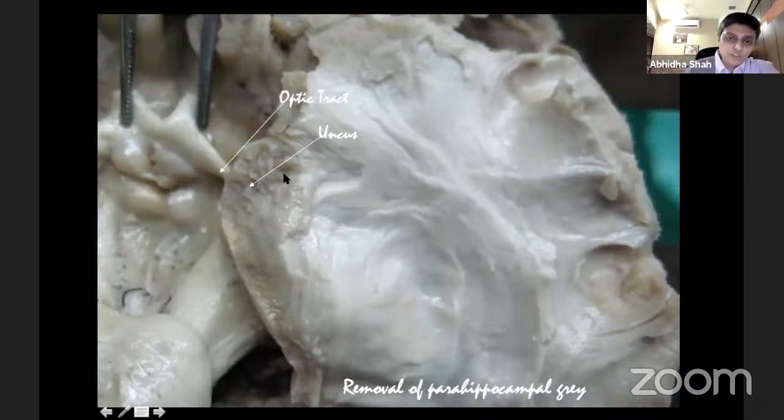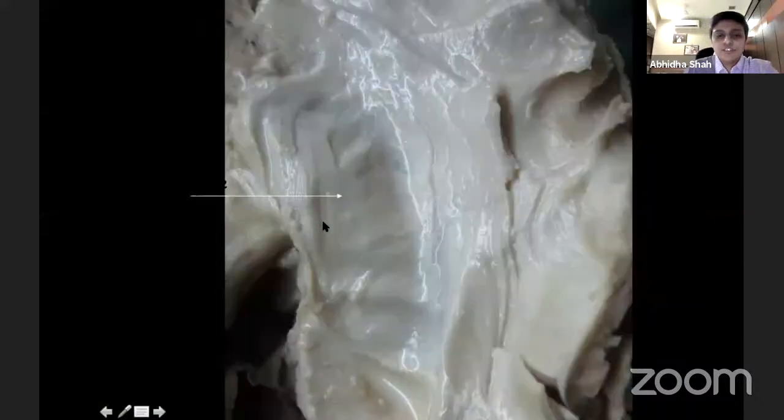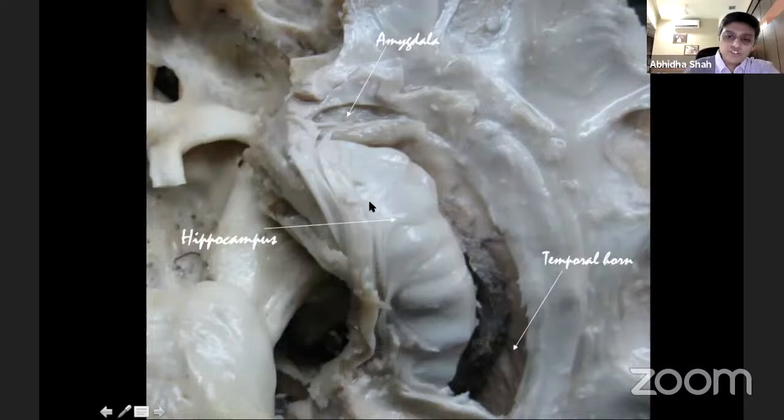So once you start removing the cortex of the temporal region, this is the optic tract, this is the gray matter of the uncus. You remove the parahippocampus. The first layer that you see here is the radiation of the cingulum. This is where the cingulum ends. Beneath that, you have the ependyma of the temporal horn. Once you reflect that, you see the hippocampus beautifully, and in the roof of the temporal horn, you see the amygdala.